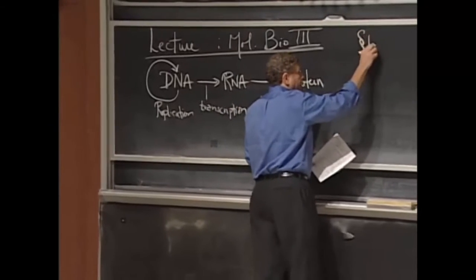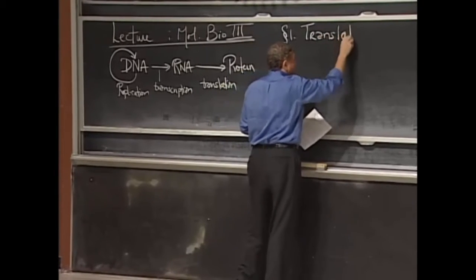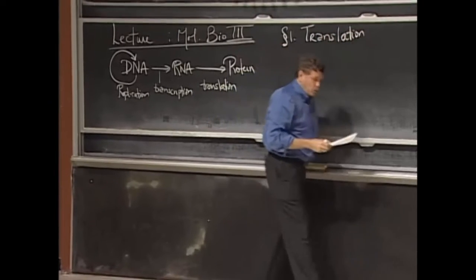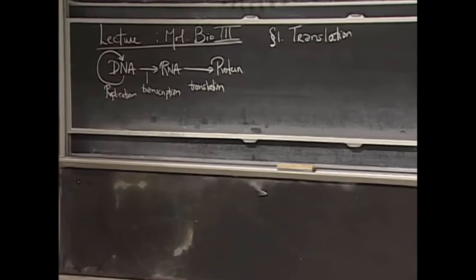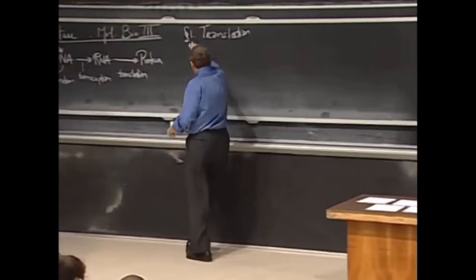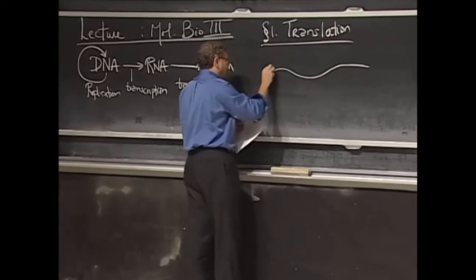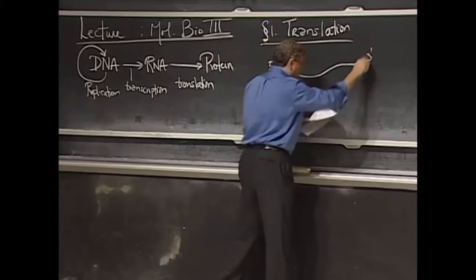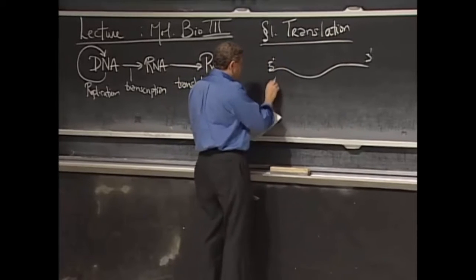So let me start by just reminding you, because most of you know it, how translation works. In translation, you have a particular RNA that has been made by the cell. Here's my RNA. Goes 5' to 3'. That's always the way we write these things. And it has some particular sequence. I'll make up a sequence here.